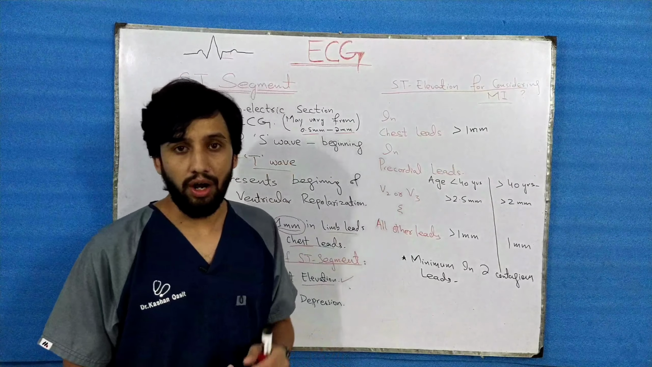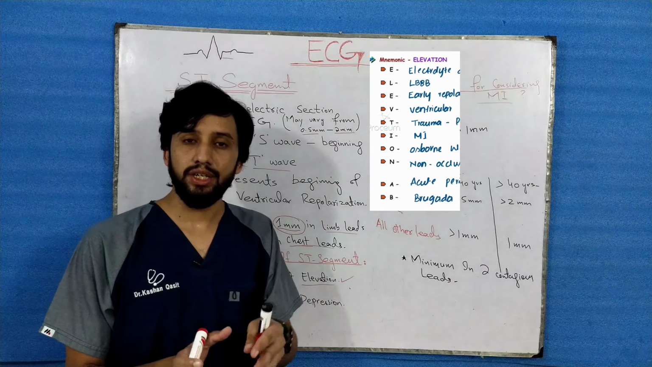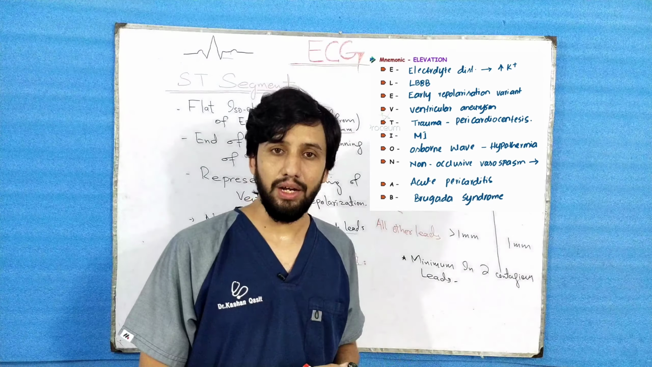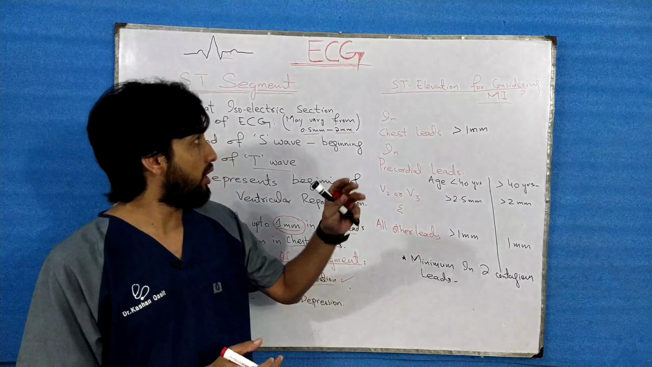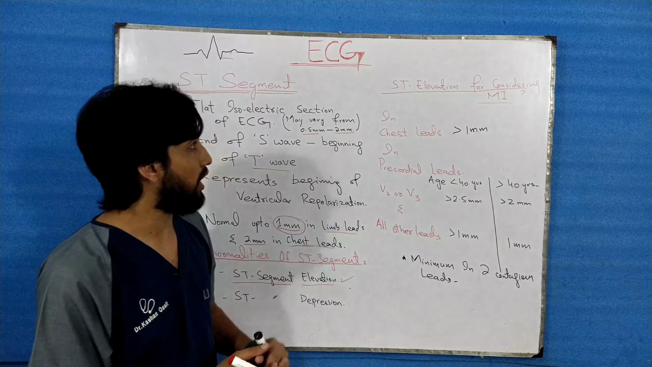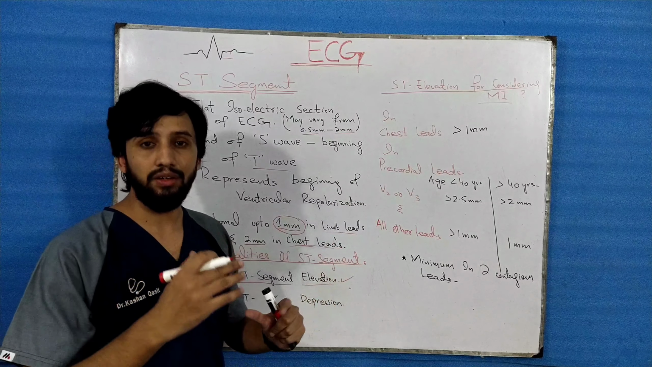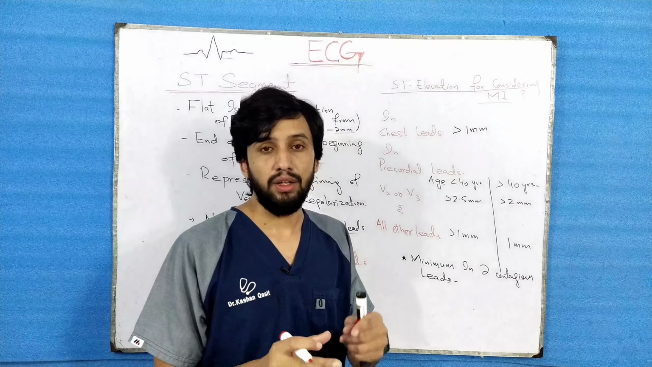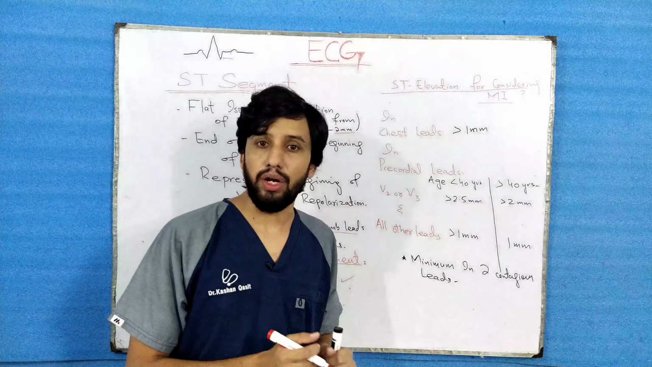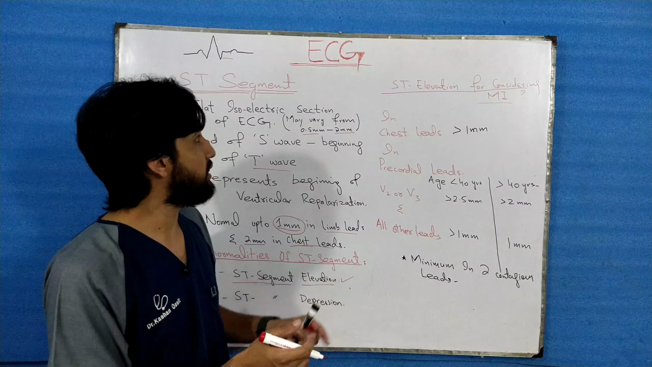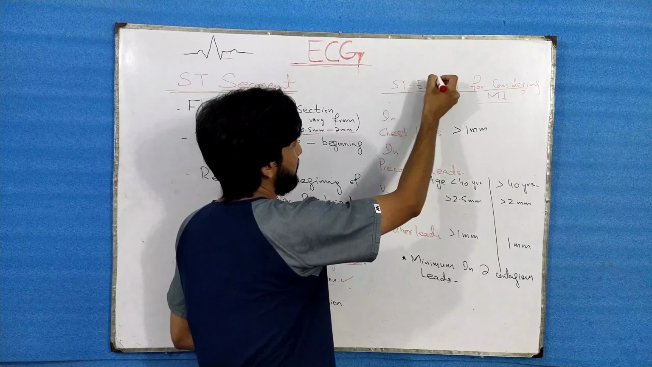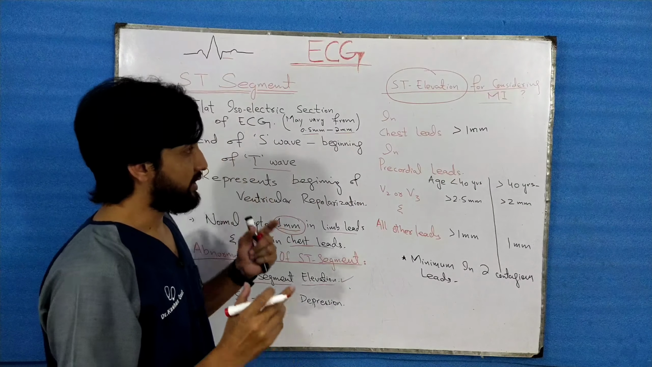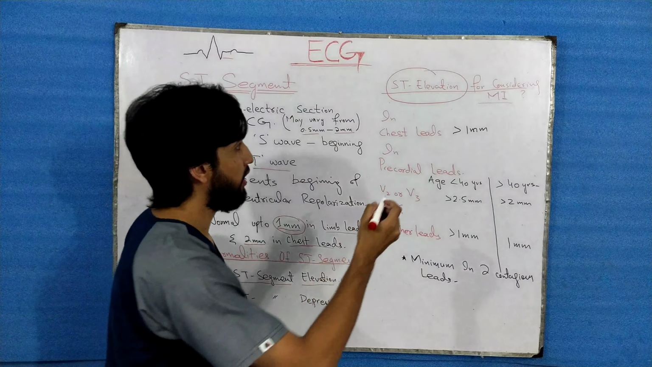The mnemonic which I will describe here is "elevation AB", which is a mnemonic to remember the causes of ST segment elevation. But first we are going to discuss the significant elevation which is usually seen and which is significant for considering the patient for MI, myocardial infarction. So how much ST segment elevation should there be in the ECG to consider the patient for MI?